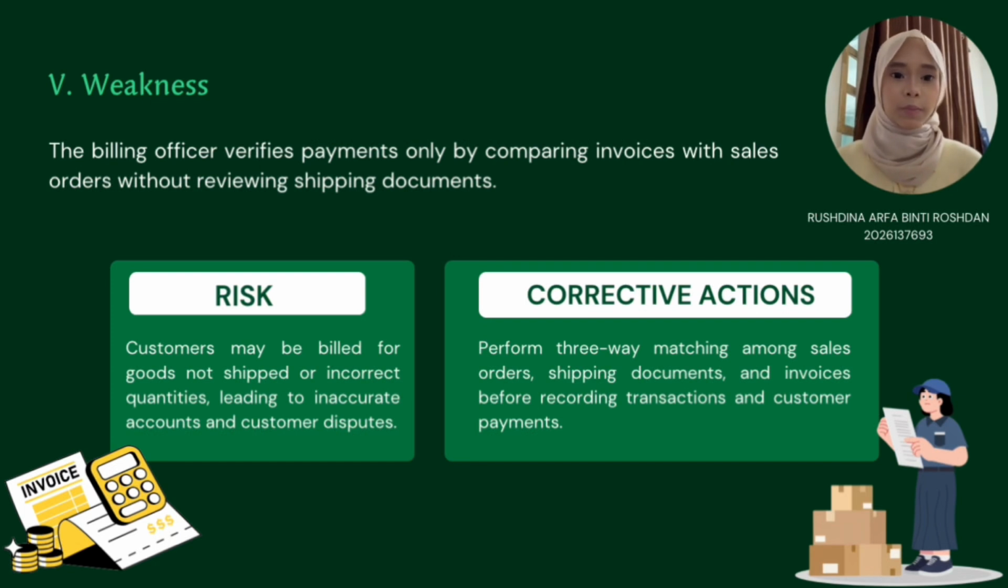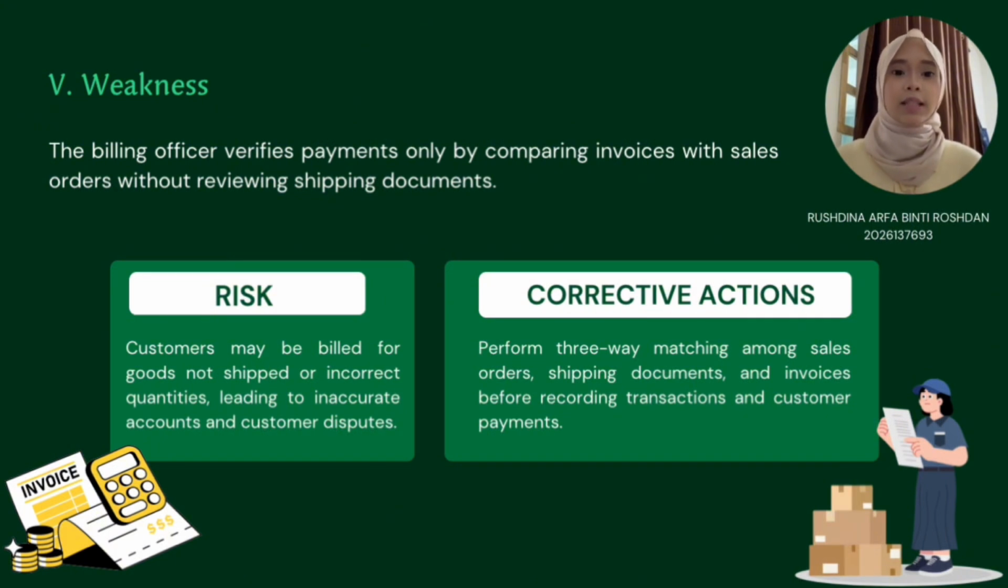To put it simply, imagine a customer orders 100 units but only 18 units are actually delivered. If the billing officer only looks at the sales order and invoice, the system might still charge the customer for a full 100 units. The customer will obviously question the bill, and the company's records will no longer be trustworthy.